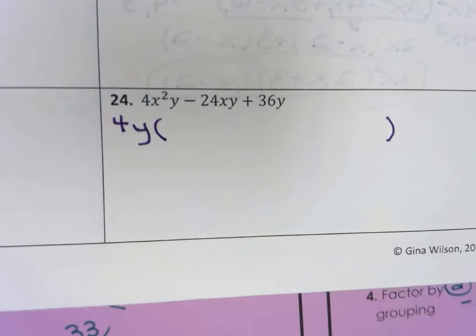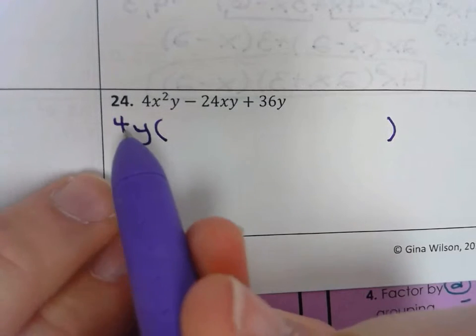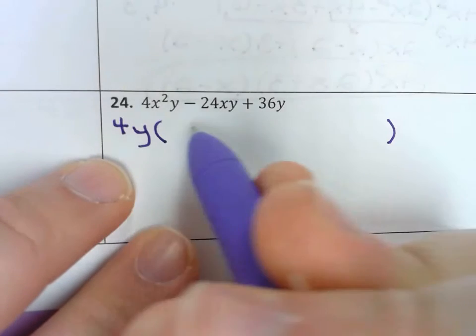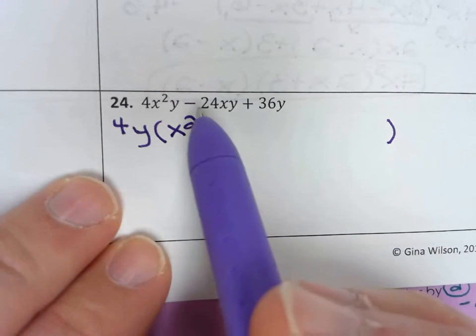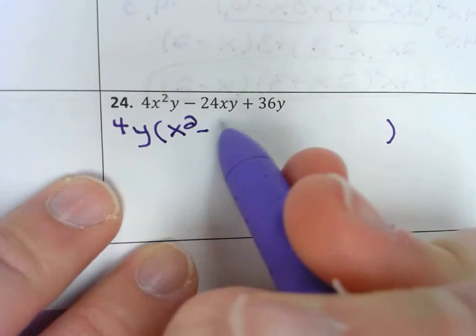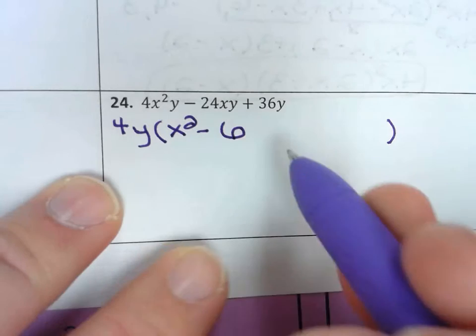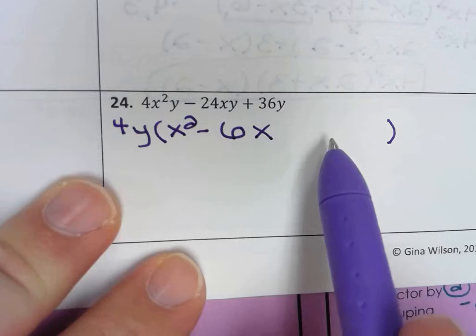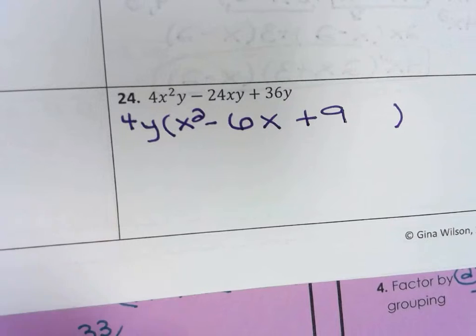Go through, write what is left. Make sure you write what is left when you take the 4y out. Let's look at each term. If I started with 4x squared y and took out the 4y, what's left? x squared. 4 times what gives me negative 24? Negative 6. I took out the y, so I have a what left? X. And then 4y times what gives me 36y? Positive 9. So there's a GCF. I took it out.